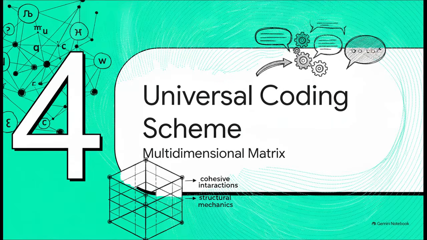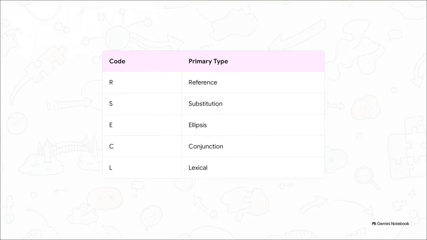Section 4. The universal coding scheme, the multidimensional matrix. This taxonomy right here, this is the absolute heart of the system. It divides every single cohesive tie into 5 distinct categories. You have R for reference, which covers things like pronouns, S for substitution, where a placeholder swaps in, E for ellipsis, which is super interesting. It's a structural omission, literally a silence that requires context to be understood. Then C for conjunction, which dictates the logical flow, and finally L for lexical cohesion, which relies on related vocabulary. Every single connection in a text falls somewhere into this matrix.